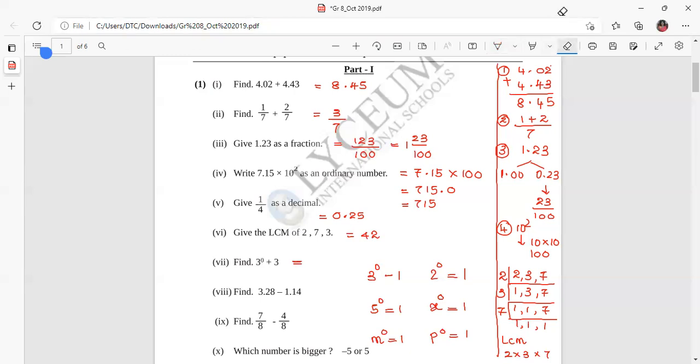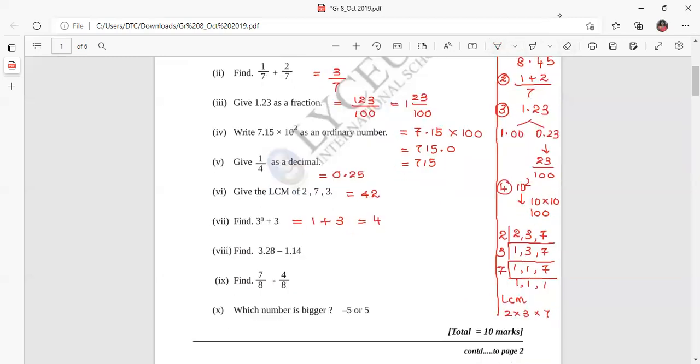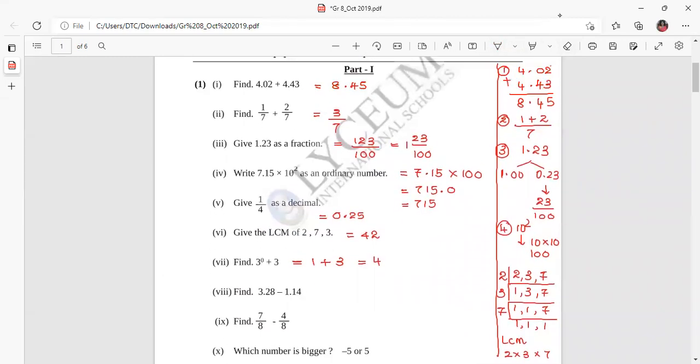So then how can I write this? 3 to the power 0, 3 is the base value, but the index is 0, right? Then how can I write it? It's like this. 3 to the power 0, it is 1. 1 plus 3, the answer is 4. Right?